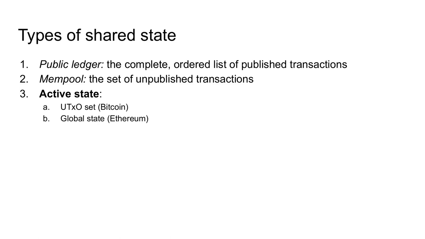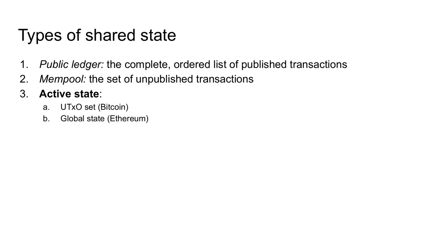First, we have the public ledger itself. So this is an ordered list of published transactions which are grouped together in interconnected blocks. The second is the mempool, which is a set of unpublished transactions which the miners validate before putting into blocks and extending the public ledger.